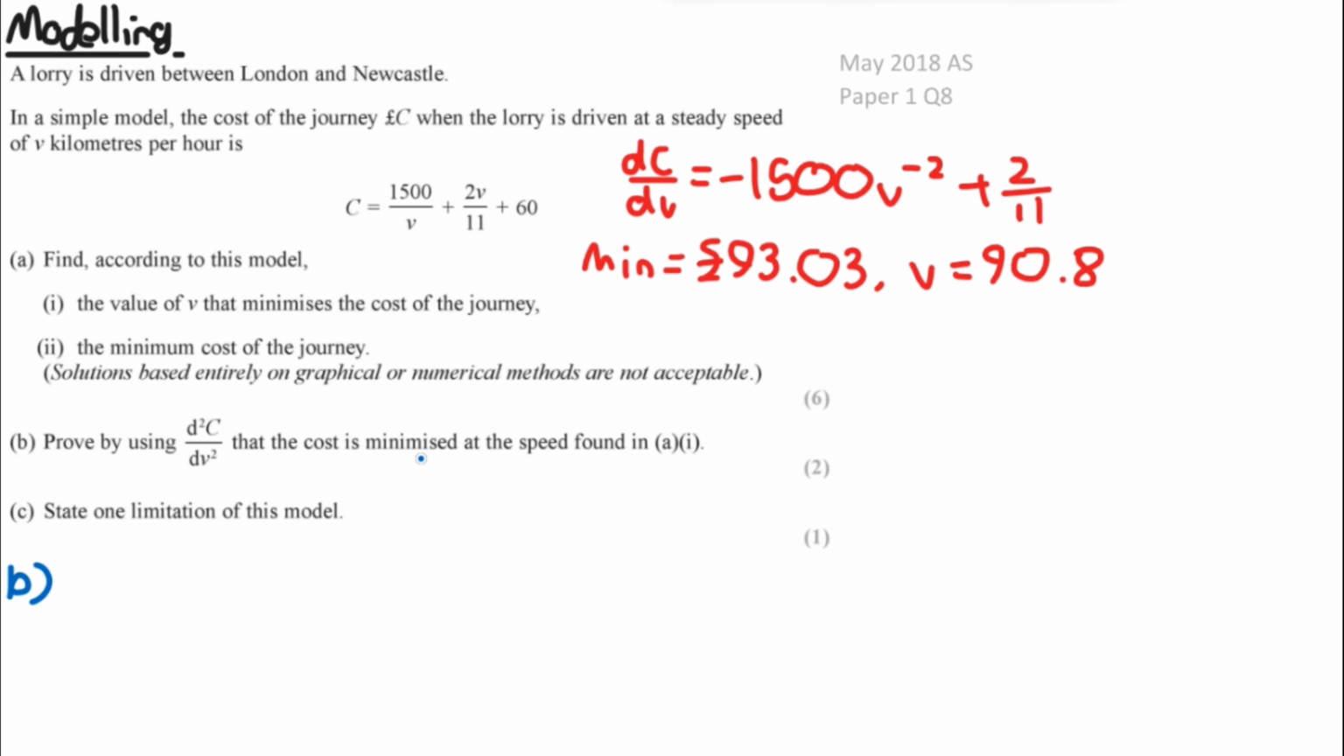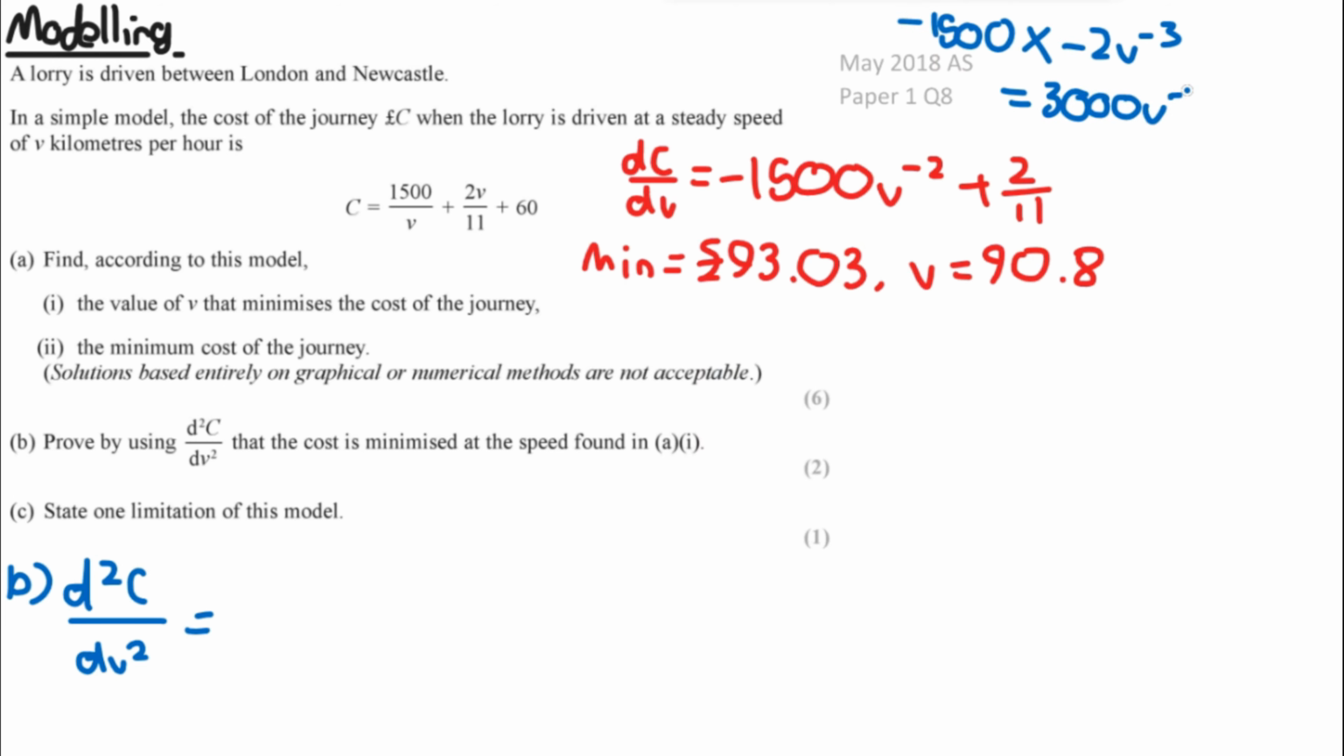So for part B, we need to prove that this is the minimum value instead of the maximum or a point of inflection, and we do this using, it's telling us to do, d squared c over dv squared. So the way we're going to do this is first of all find d squared c over dv squared, and this is going to be equal to this differentiated, so do it term by term. So this is going to be minus 1500 times, and then this differentiated is minus 2v to the minus 3, and the 2 minuses cancel out, so it's going to be equal to 3000 v to the minus 3, and this term just goes away because it's a constant.